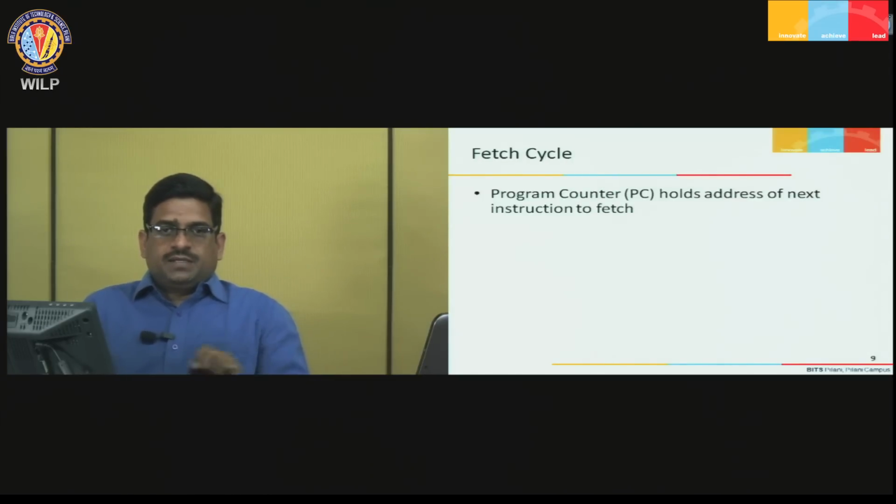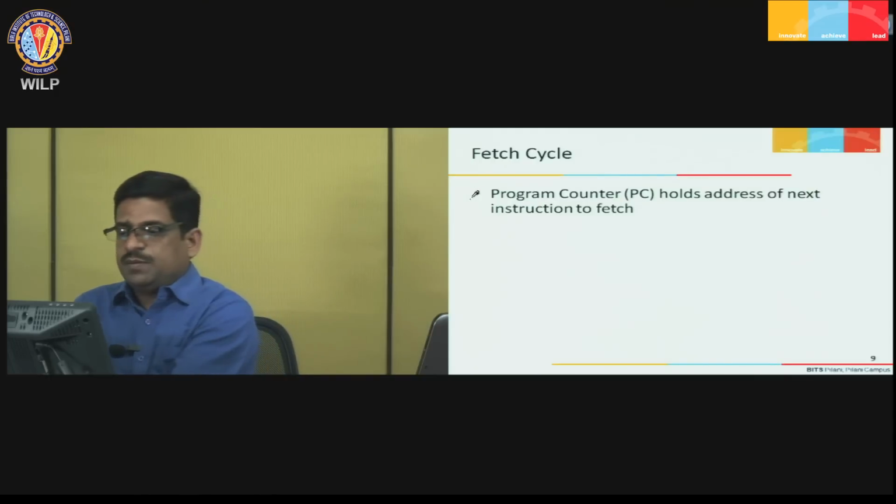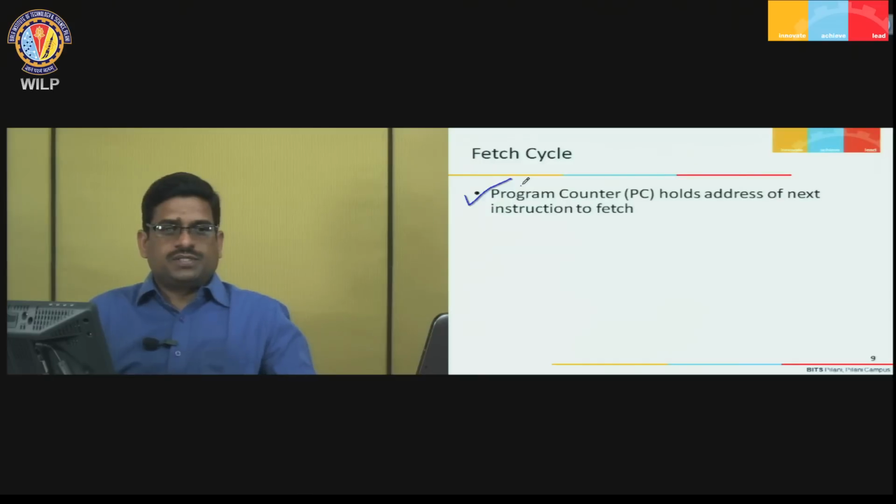So, what is the fetch cycle? The program counter holds the address of the next instruction to fetch. The processor knows, once your program is loaded into the memory, the location where the first instruction is loaded, where your program starts loading. That address is stored in the program counter, and from there the processor knows this is the location from where instruction fetching has to start.